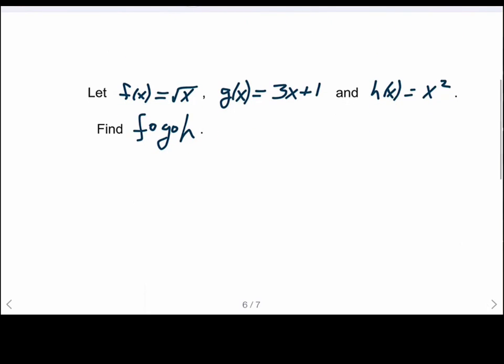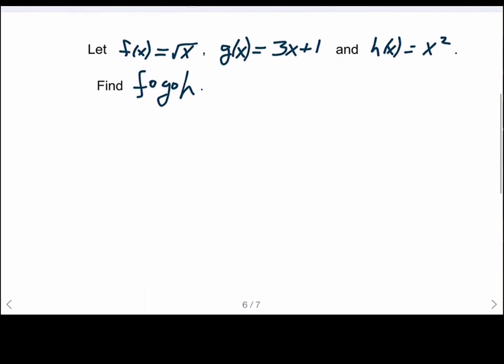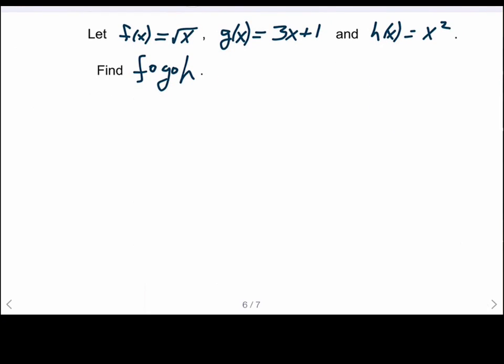Finally, we have 3 functions. F of x is equal to the square root of x, g of x is equal to 3x plus 1, and h of x is equal to x squared. We are asked to find the composition f composed with g composed with h. So, if we let f be denoted using blue, g with red, h with yellow, then what we're looking for is blue composed with red composed with yellow, if you will.